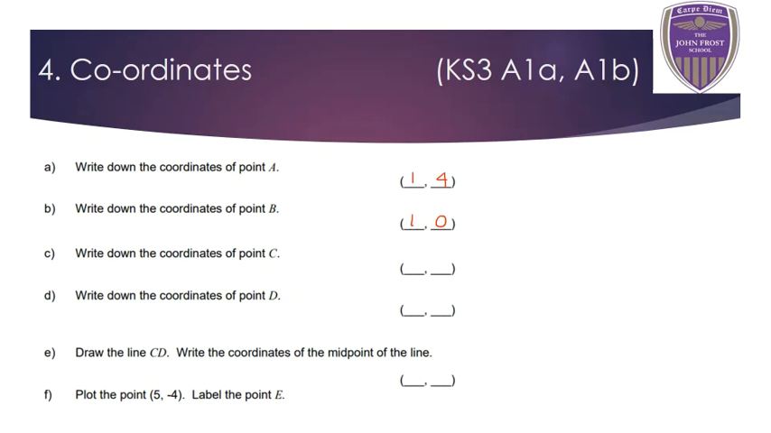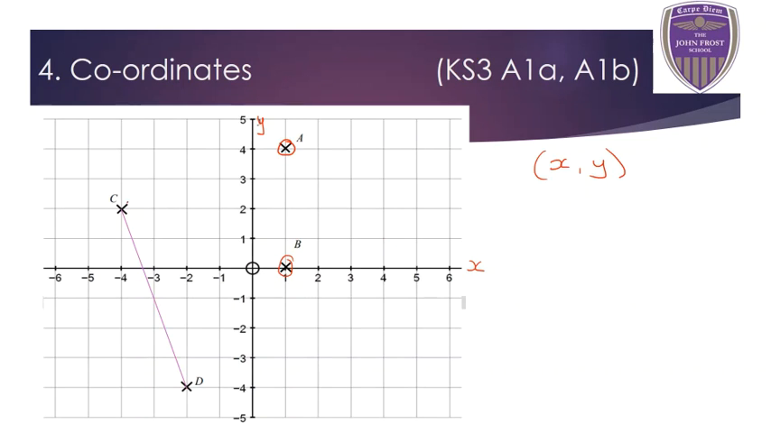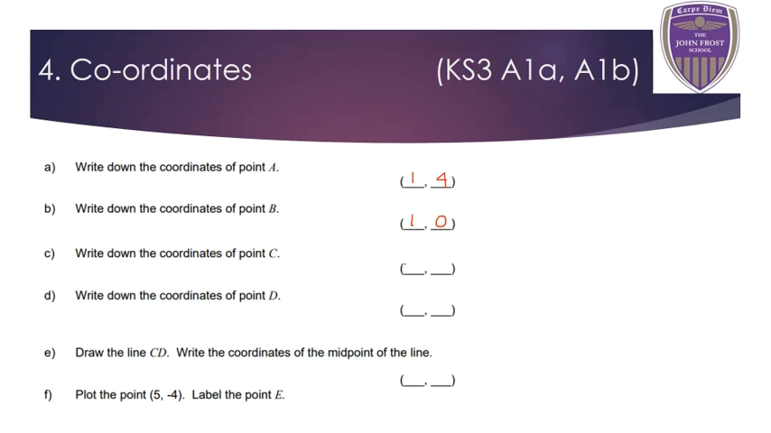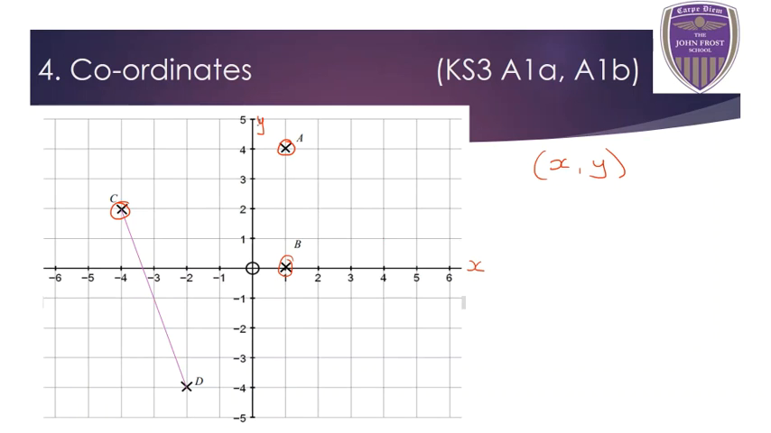Okay, the next one says write down the coordinates of point C. So point C is over here. Okay, the coordinates of point C should be -4 and 2. Okay, horizontal movement first, vertical movement afterwards. So -4, 2 should be the answer for that one. Okay, not 2 minus 4. Just to show you, 2 minus 4 would be down here. Okay, so get them the right way around.